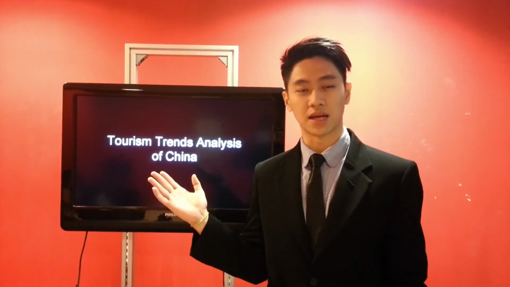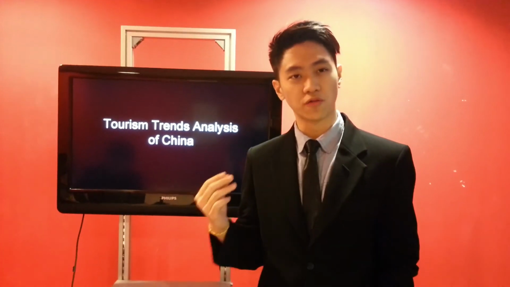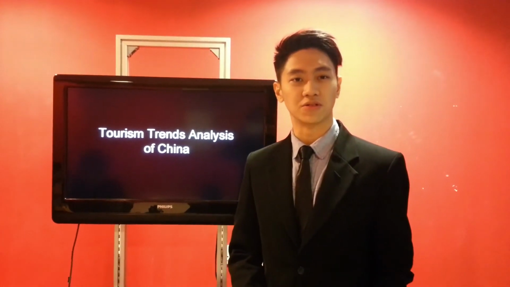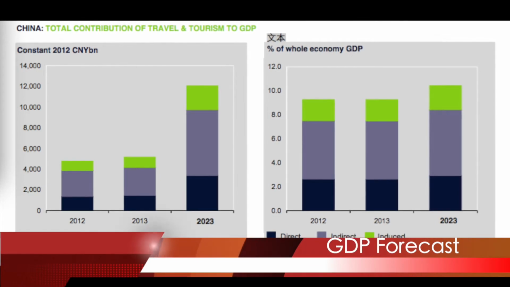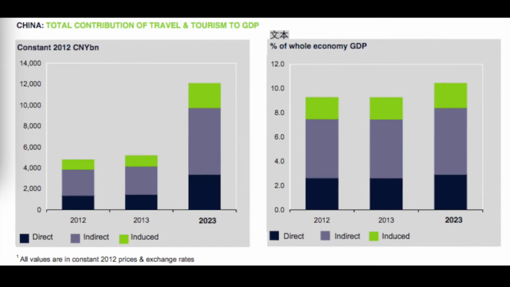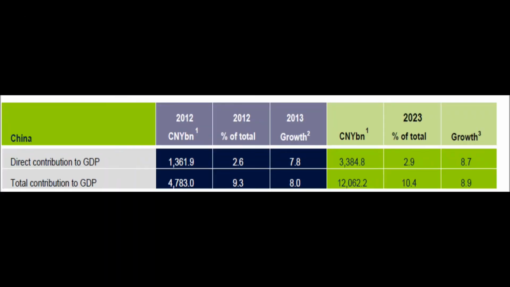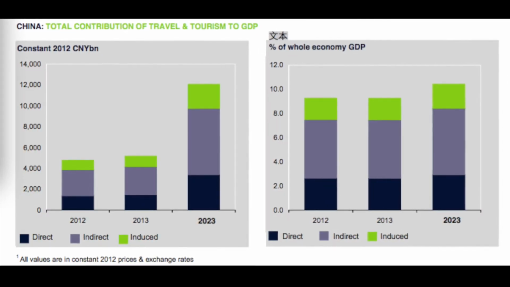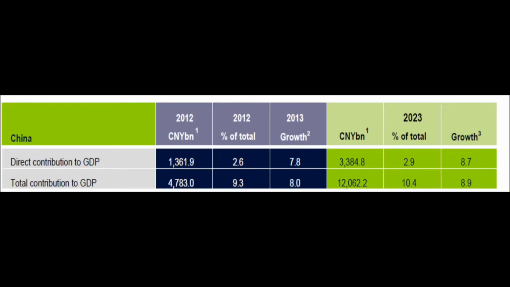Can China maintain and continue the growth of the tourism industry in the next 10 years? Let's have a look here. It's estimated that in 2023, the direct contribution to GDP will be China yuan 3,384.8 billion, which will grow by 8.7%. The total contribution to GDP will be China yuan 12,062.2 billion, which grows by 8.9%.